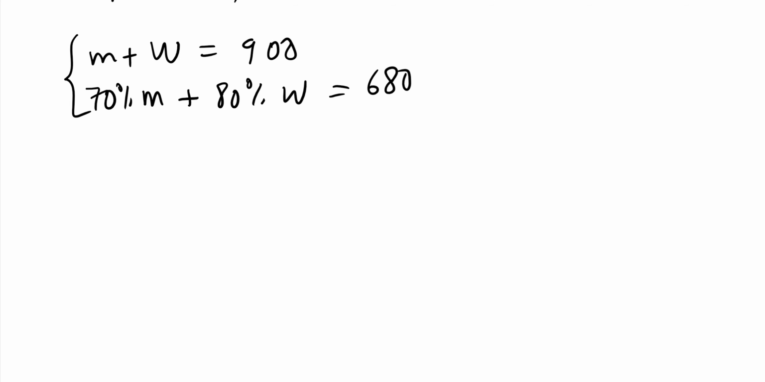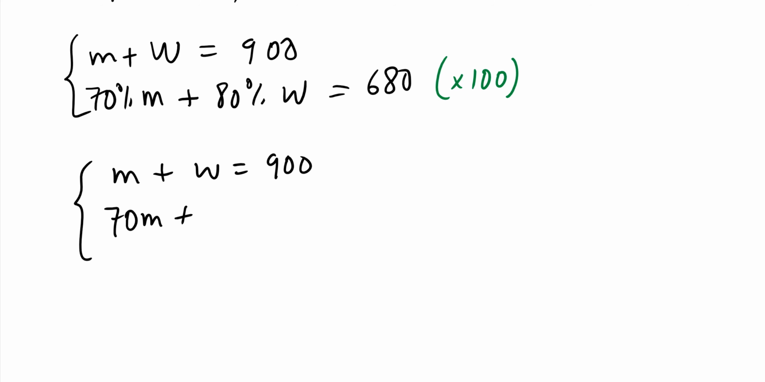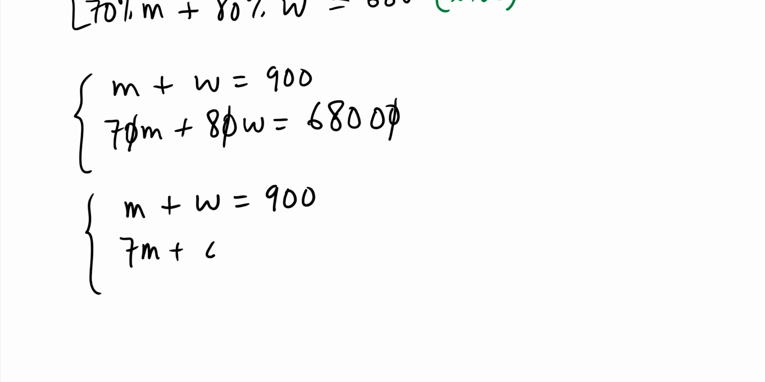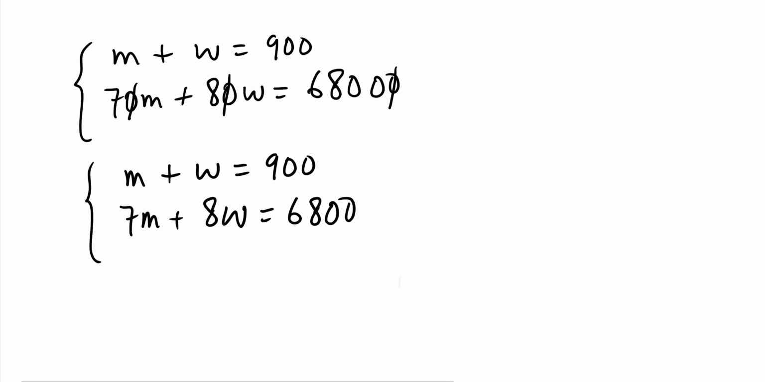So how do we solve such a system of equations? The first thing I would do is to clean up the percents, multiply this equation by 100. So the first equation stays the same. The second equation becomes 70m plus 80w equals 6800, adding 2 more zeros. If we divide everything by 10, you make the numbers smaller. So you get 7m plus 8w equals 680. So now we can use Cramer's rule to solve this.